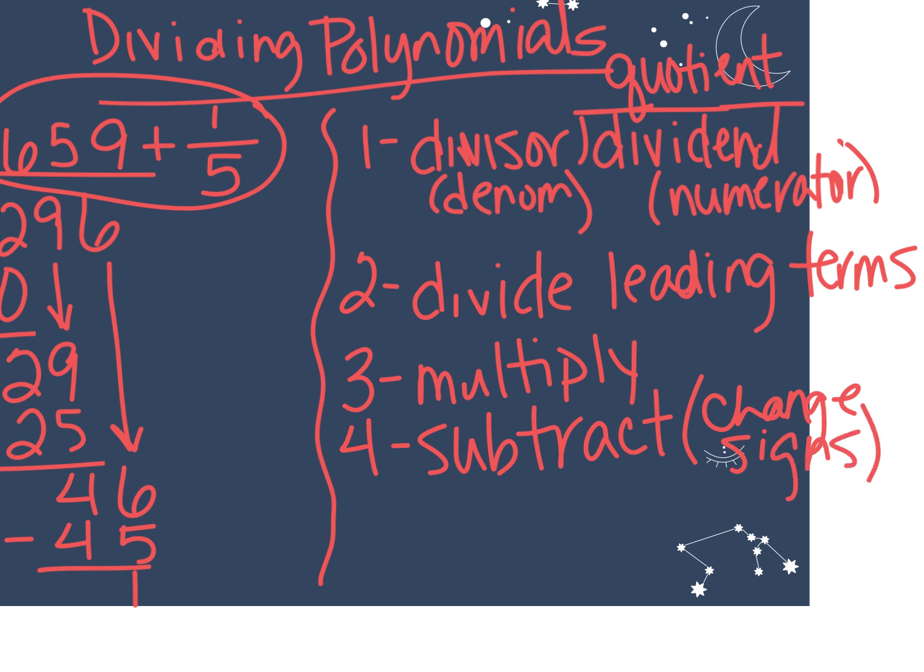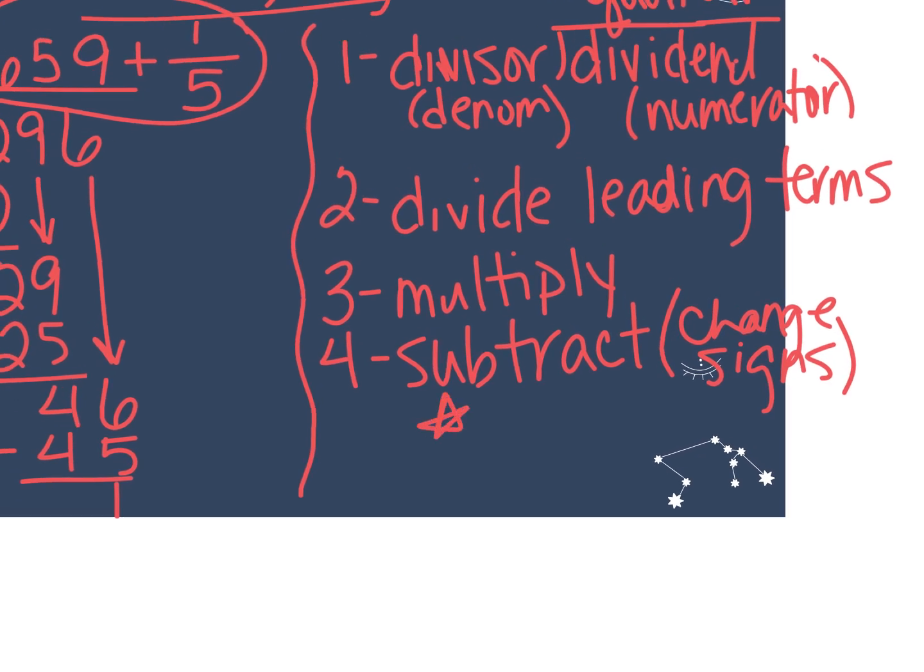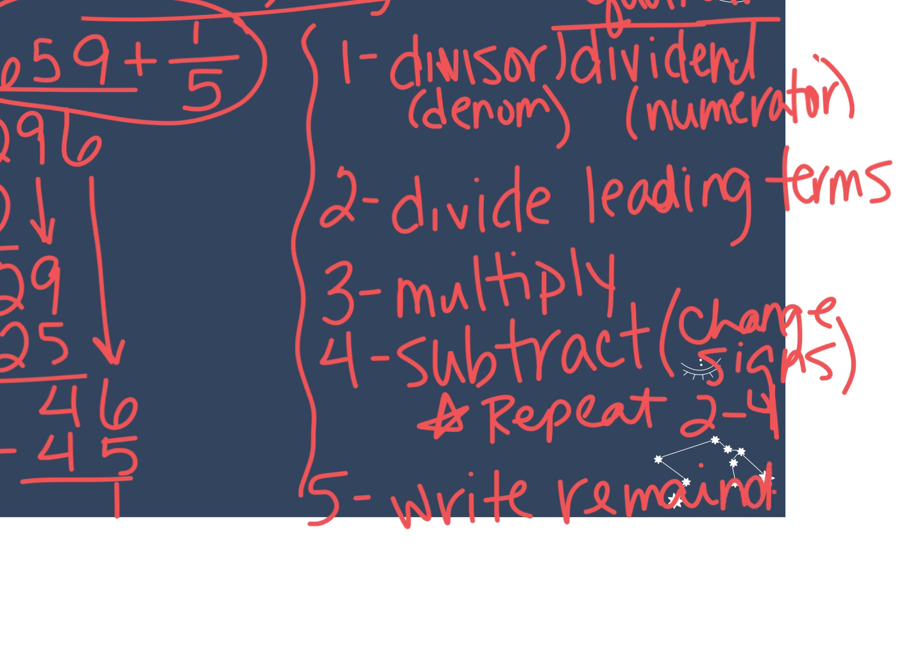And lastly, real quick before we do 5, we're going to put a little star underneath number 4. Because we did have to do this after we subtracted or changed our signs, we had to do it all again. So we may have to repeat steps 2 through 4. And then lastly, when we're done, we're going to write our remainder, if we have one. We won't always have one. Over our denominator, that number outside, which is also called the divisor.